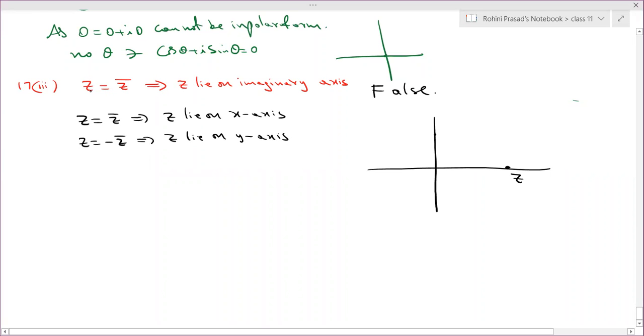If it is given as z equal to minus z bar for the x-axis, then that statement would be true, because they are given opposite, so that's why the statement is false.